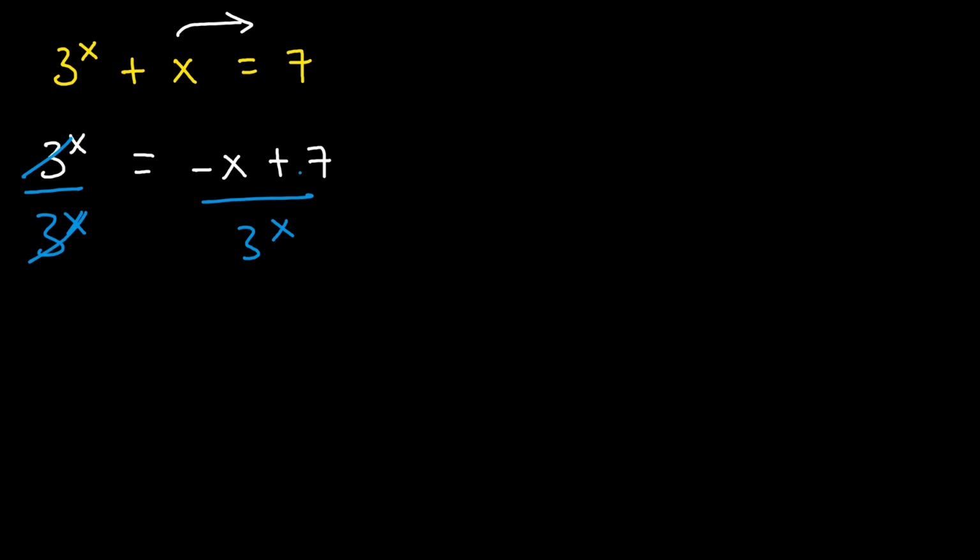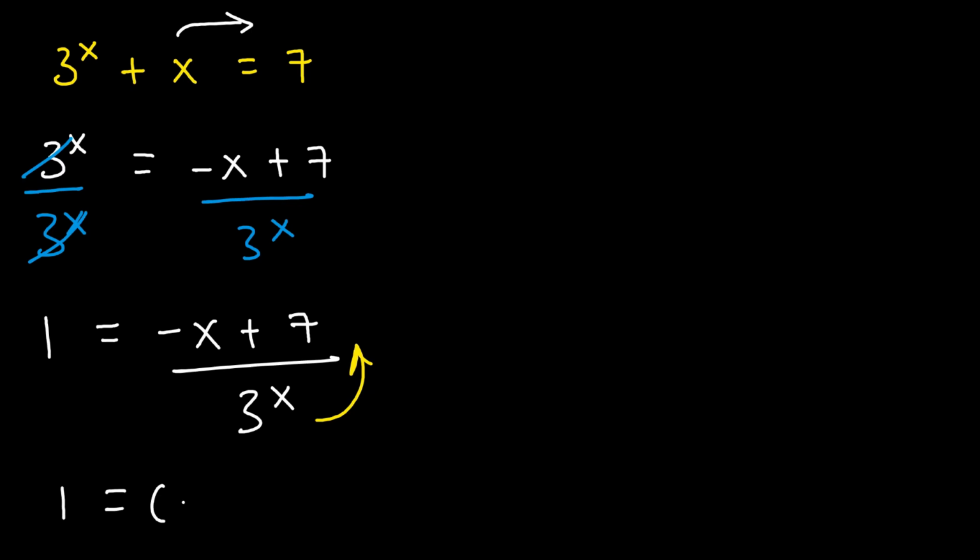This will cancel with that. And so on the left hand side, we shall remain with 1 equaling negative x plus 7 divided by 3 to the power of x. And from the rules of exponents, we can take this to the top, and the positive exponent will become negative. So this will become 1 equaling negative x plus 7 and then times 3 to the power of negative x.